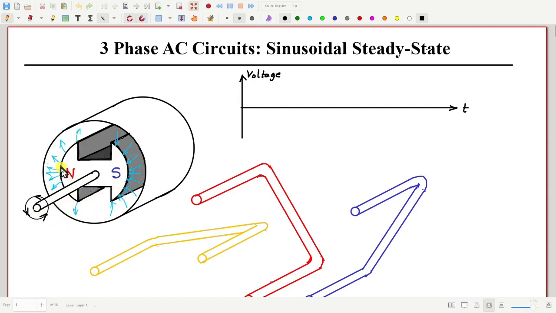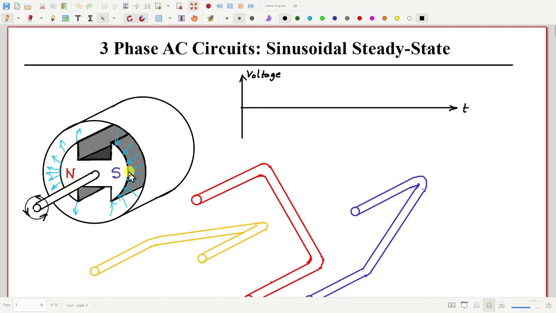These blue lines show the magnetic flux lines emanating from the north pole, and they are continuous, so they will travel in a closed path and then enter through the south pole. Here we are only showing portions of these magnetic flux lines, and this entire arrangement is rotating in a cylindrical volume.